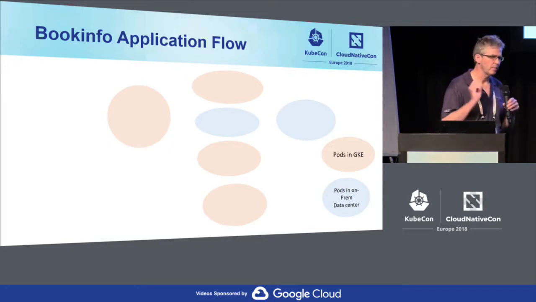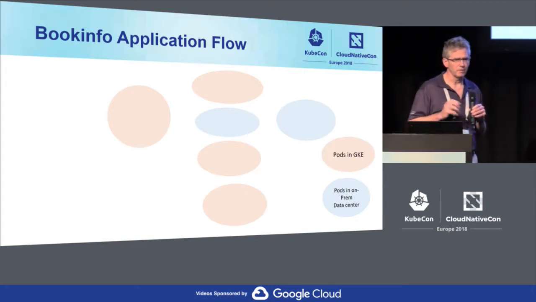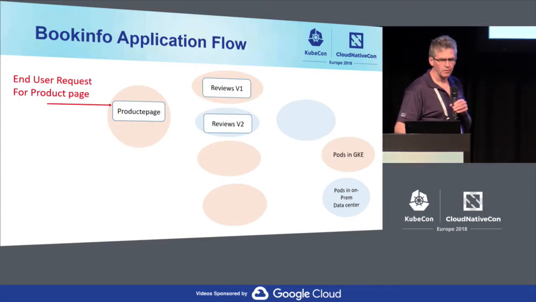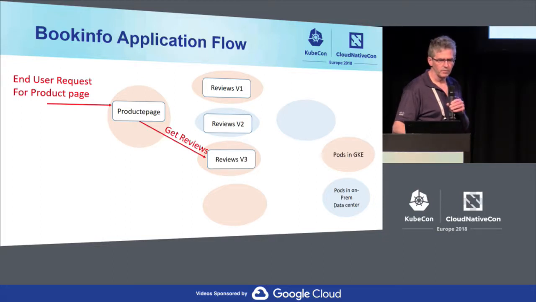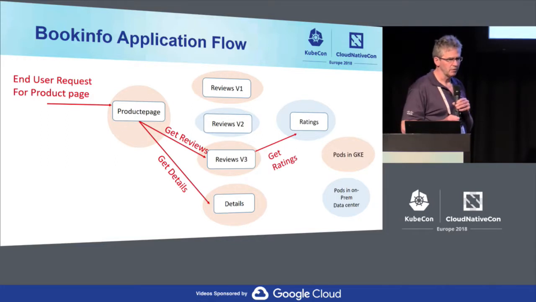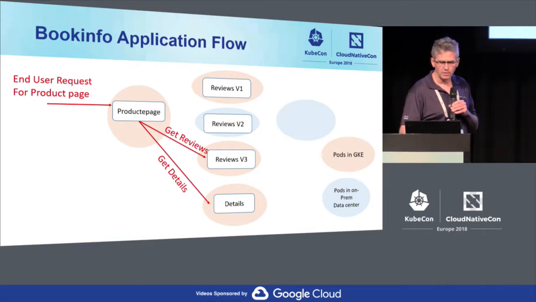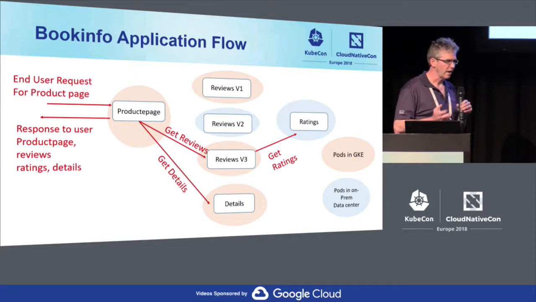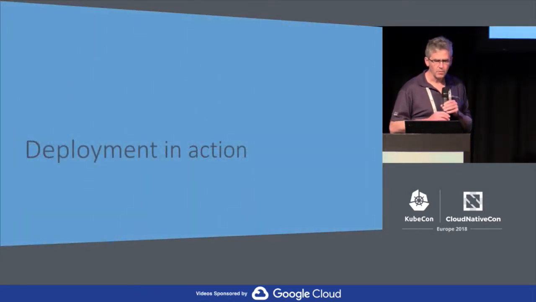I have a little bit of an animation here showing you the actual flow of the client request. When an external client makes a request to the product page, this shows how the microservices work together to fulfill the final response. The end user makes a request. The product page goes to reviews to get the reviews portion for that request. It also gets the details portion from the details pod. Now the more interesting part, which will be exhibited in the demo, is that reviews itself needs to go to a rating service to get information on how many stars it should depict. Finally, all this data from the different microservices is aggregated and sent back to the end user.